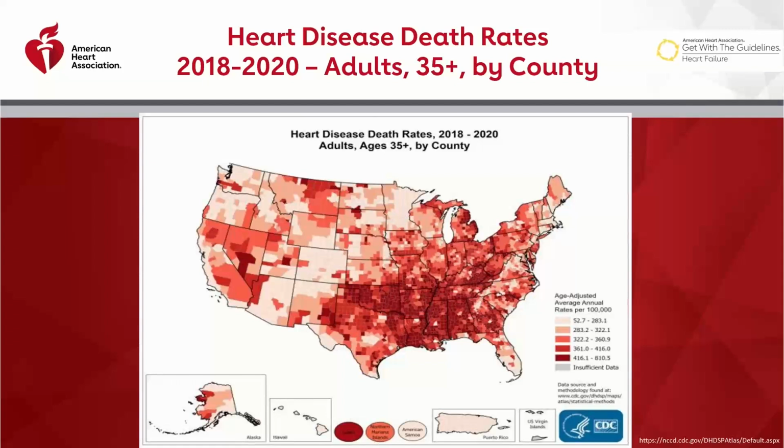This is a slide that depicts the heart disease death rates from 2018 to 2020 for adults by county. And as you can see, the southeast part of the United States and the southwest part of the United States have the highest death rates for heart disease deaths. Next slide.